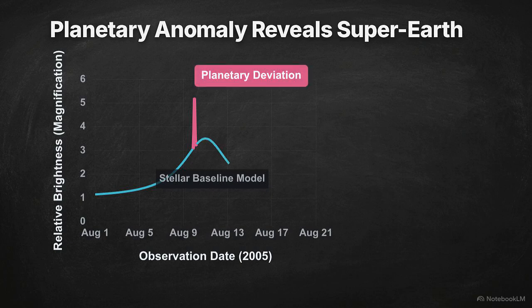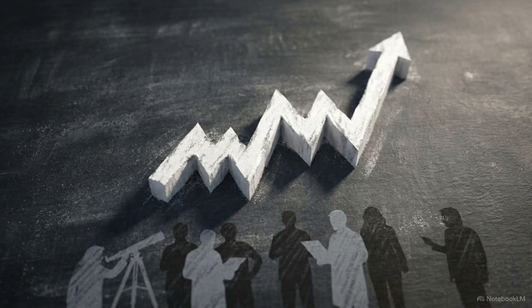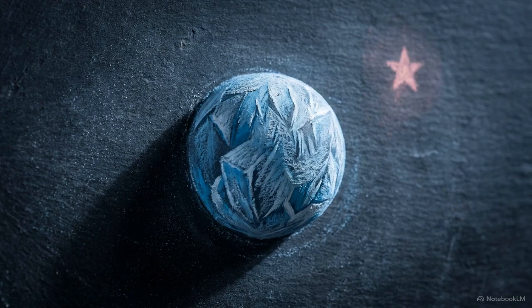From this brief deviation, astrophysicists extracted a specific mass ratio, an orbital distance of 1.61 Einstein radii, and a planetary mass of 5.5 Earths. The question is how researchers looked at a transient, hours-long blip in light intensity and used it to definitively map a 5.5 Earth-mass planet located 20,000 light-years away.